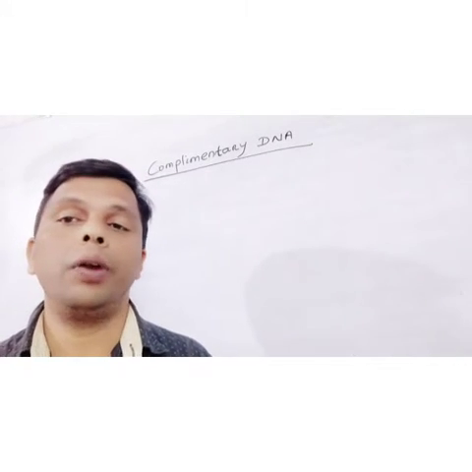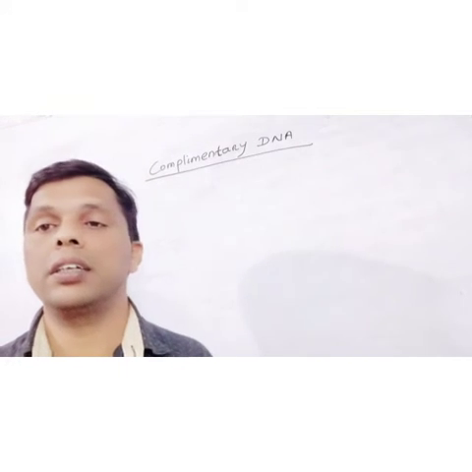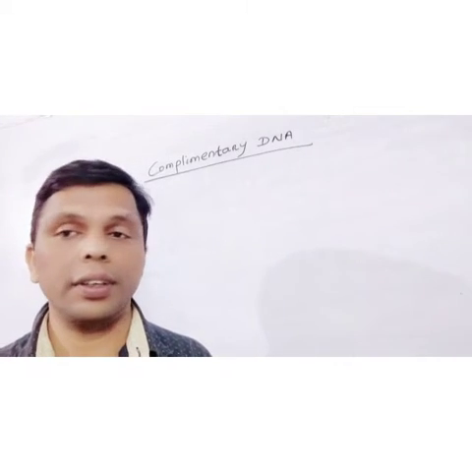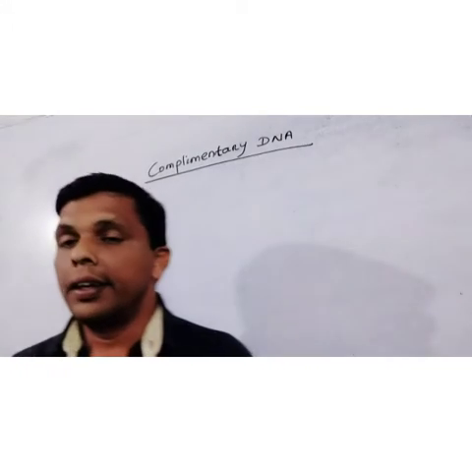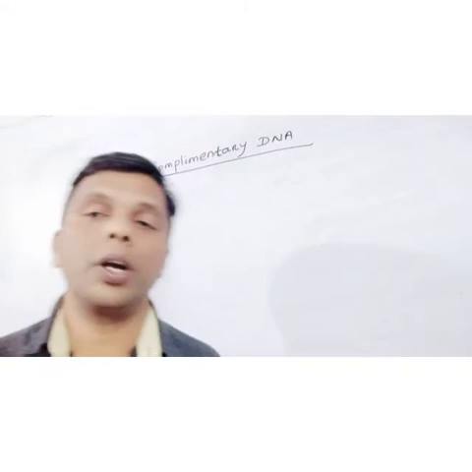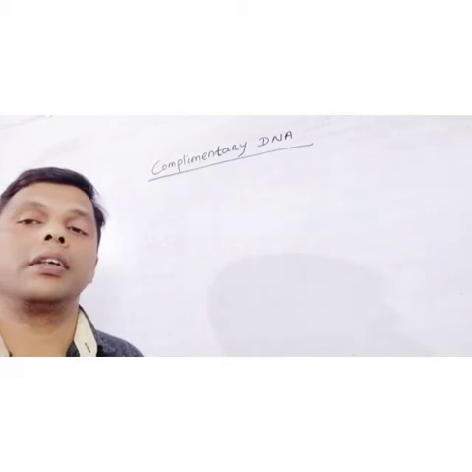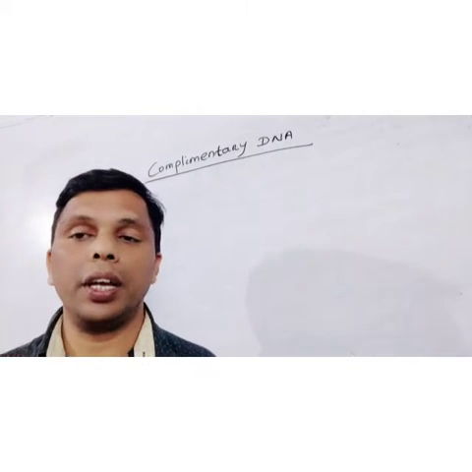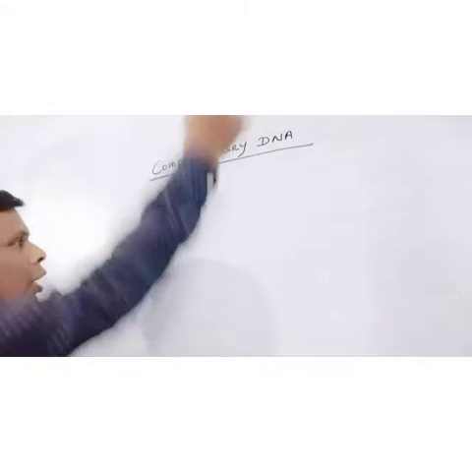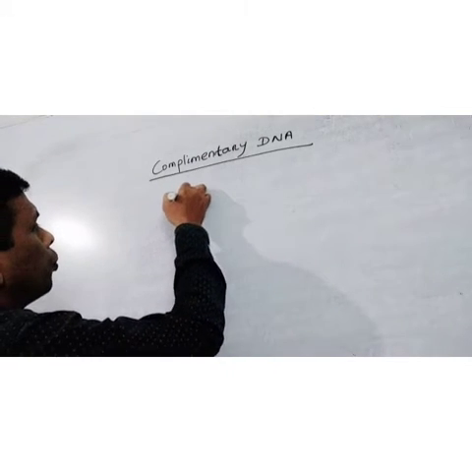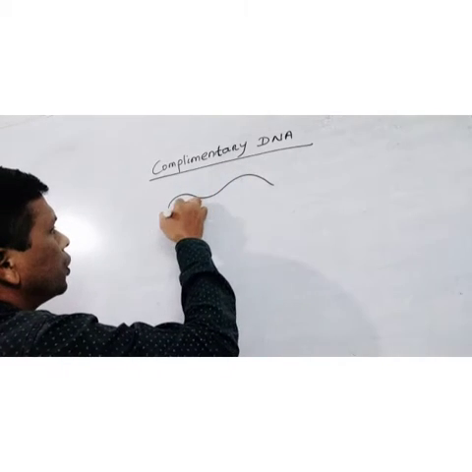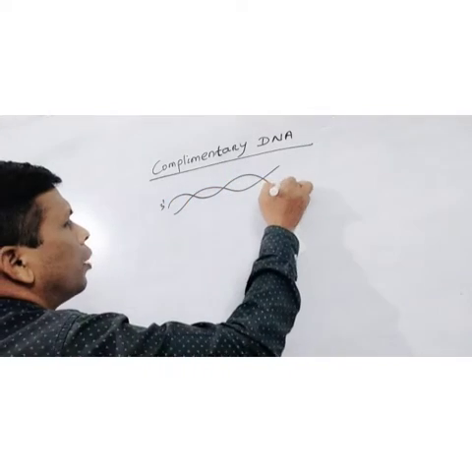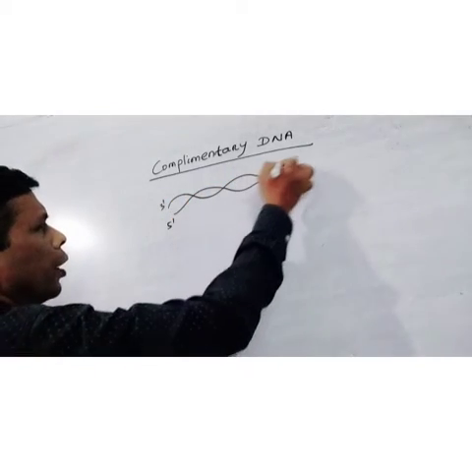Today we will discuss complementary DNA, a short video regarding molecular biology. Okay, let's discuss the complementary of DNA. Let's discuss the strands of DNA. The double helical DNA consists of two strands, 3 prime, 5 prime opposite, 5 prime, 3 prime.